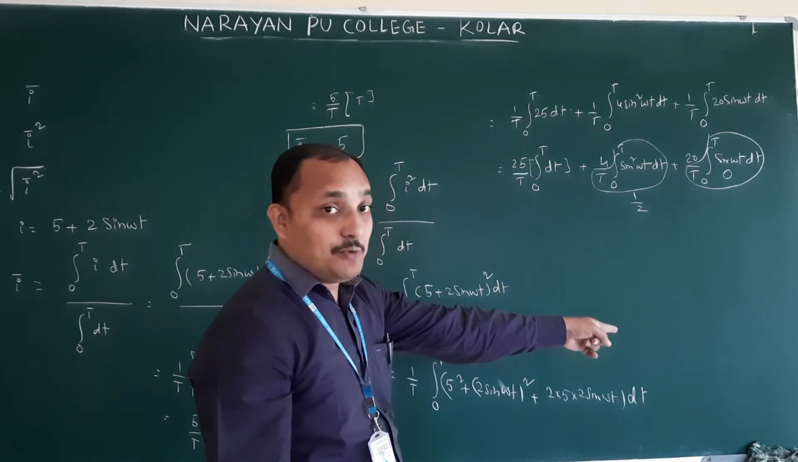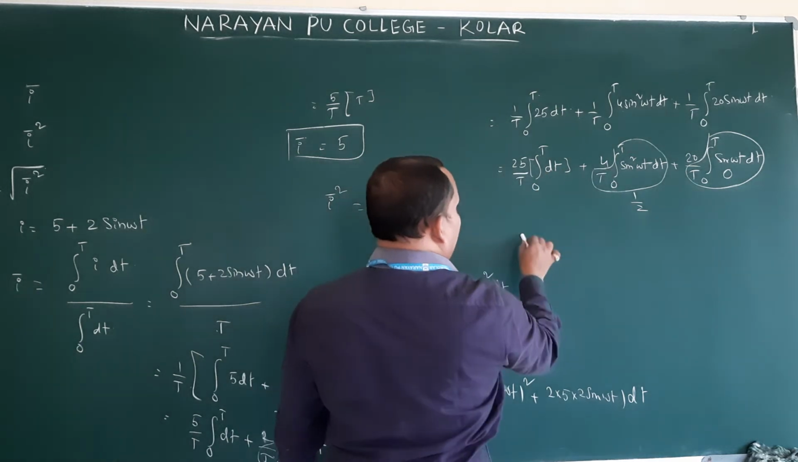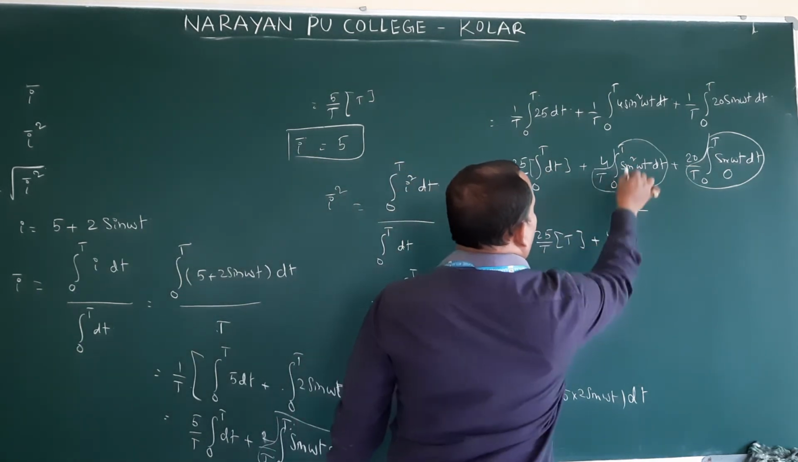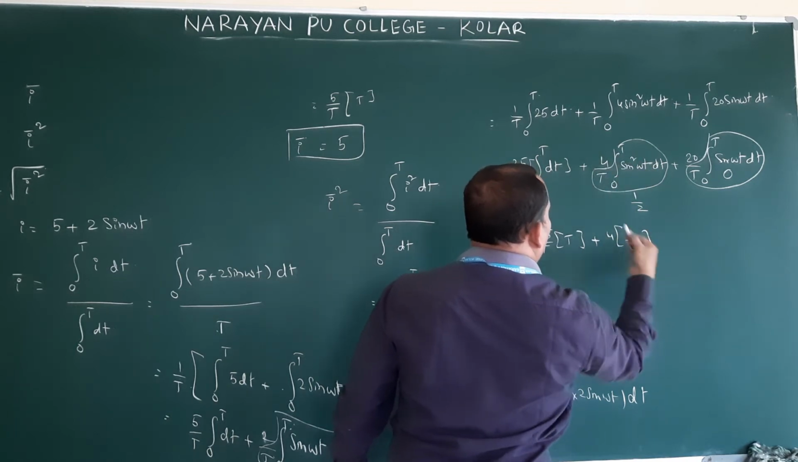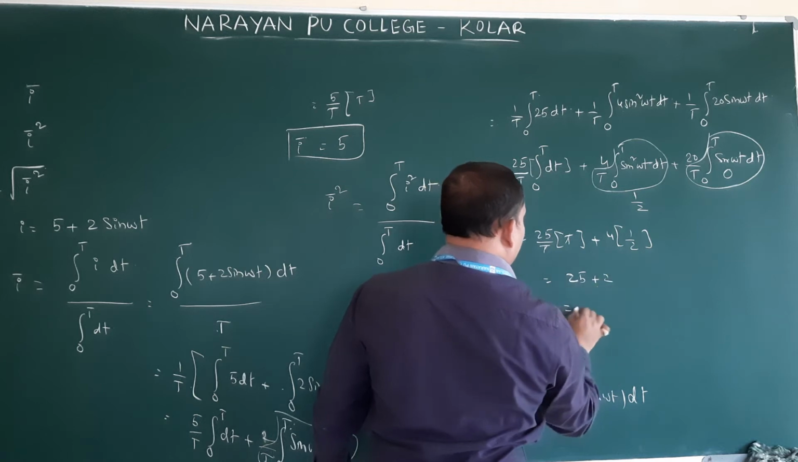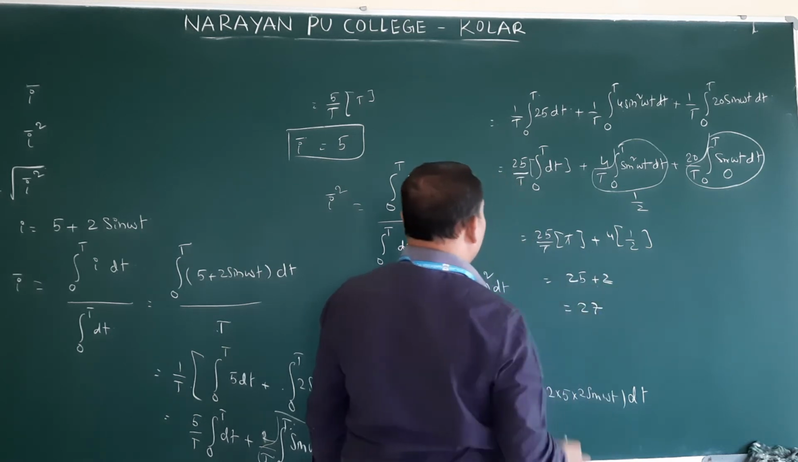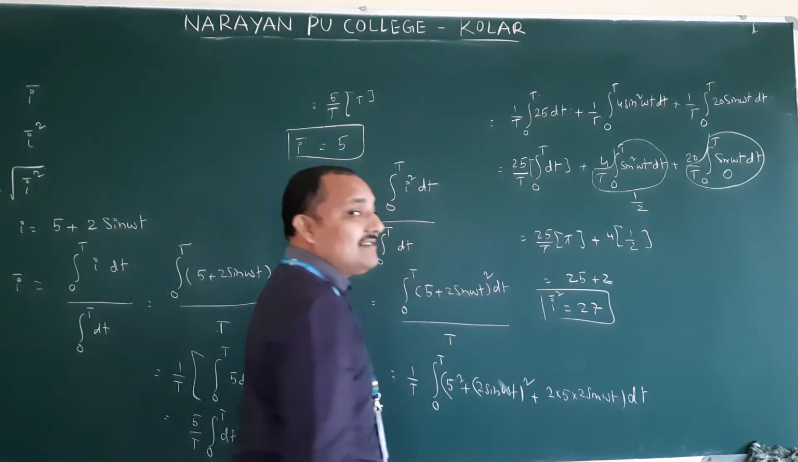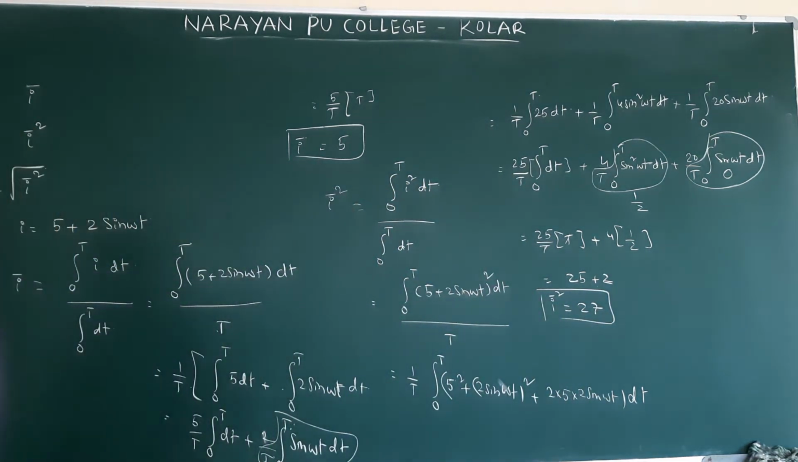So previously I gave a note. So integral 0 to t, 25 by t into t, plus 4 into this value, which is going to become 1 by 2. T will be cancelled. 25 plus 2, that is nothing but 27. Mean square value, how much? You got 27. Yes, 27.